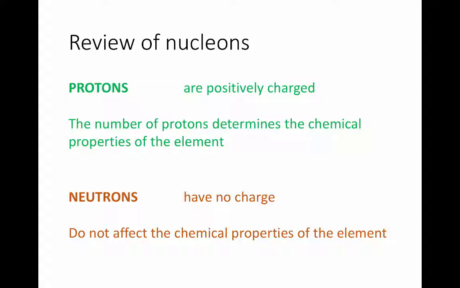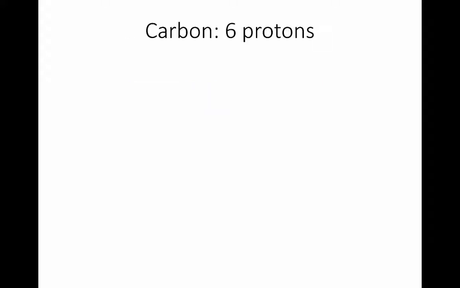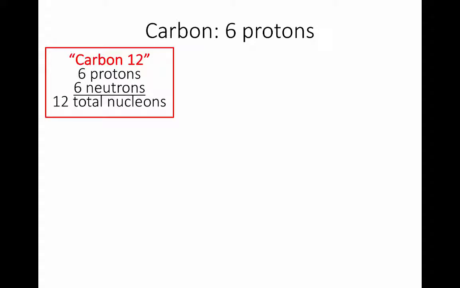The reason we have to understand the difference between protons and neutrons is that you can have atoms that have the same number of protons but different numbers of neutrons. For example, you can have 3 atoms of carbon. Carbon has 6 protons. So you can have one atom made up of what we call carbon-12, which has 6 protons and 6 neutrons, for a total of 12 nucleons. That's why we call it carbon-12.